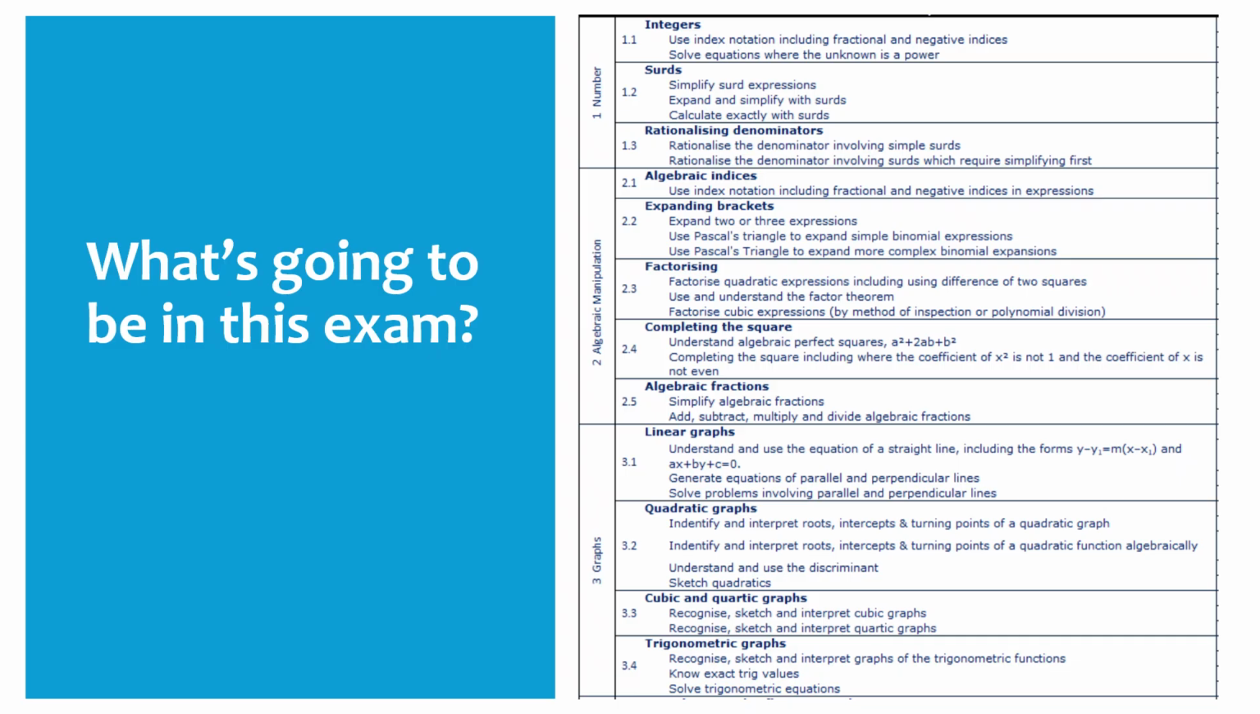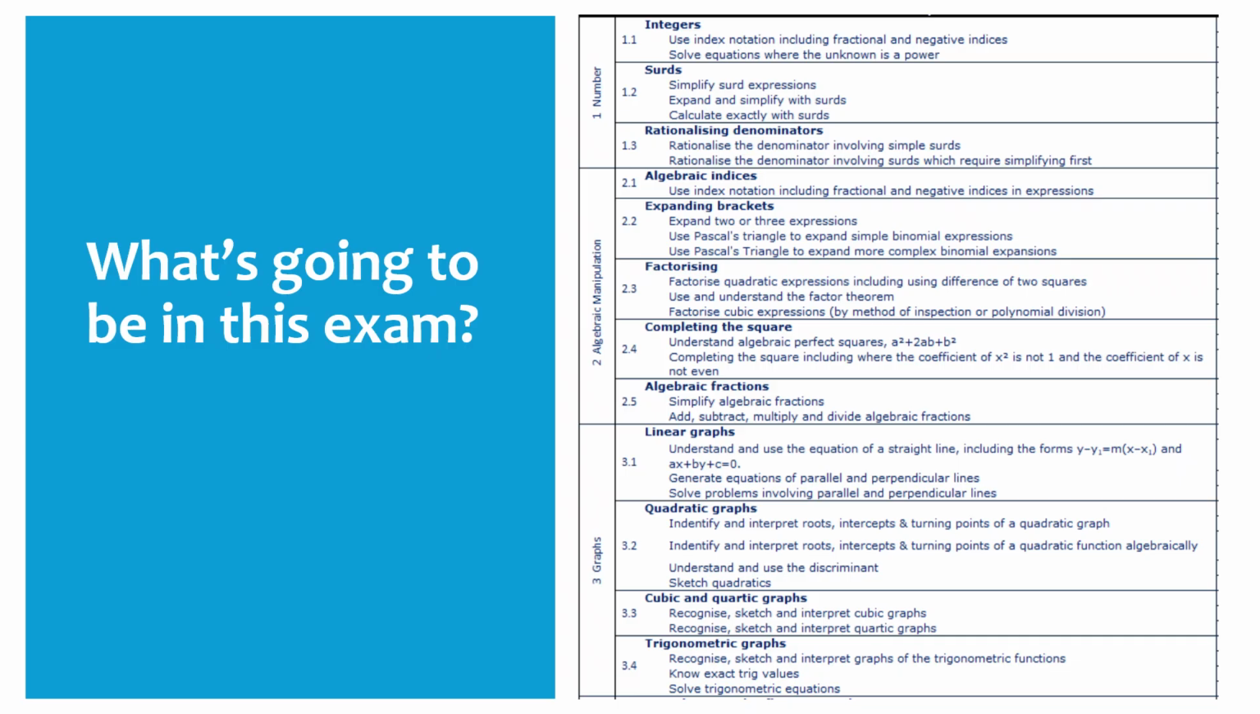Starting with number topics, so we can think about indices, sort of numerical indices. You need to know how to understand and apply those, so fractional and negative indices. Changing the base of numbers, there was quite a tricky question in the PPEs where you had to change the base of those indices to try and solve the equation. You've got surds, so it could be calculating with surds, could be rationalising the denominator.